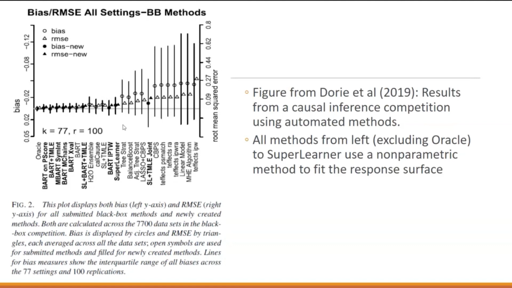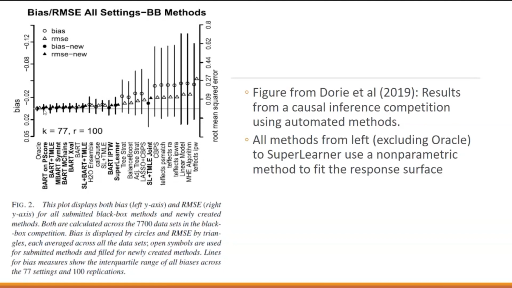And I include this because I think it's really telling. We're looking at the bias and the root mean squared error in estimation of the treatment effect that is known in this case. And if we look at this, this is not something that is special to BART alone. All of these methods, so the oracle was when they actually put in exactly the model they used to generate the data, right? So, hey, that works.